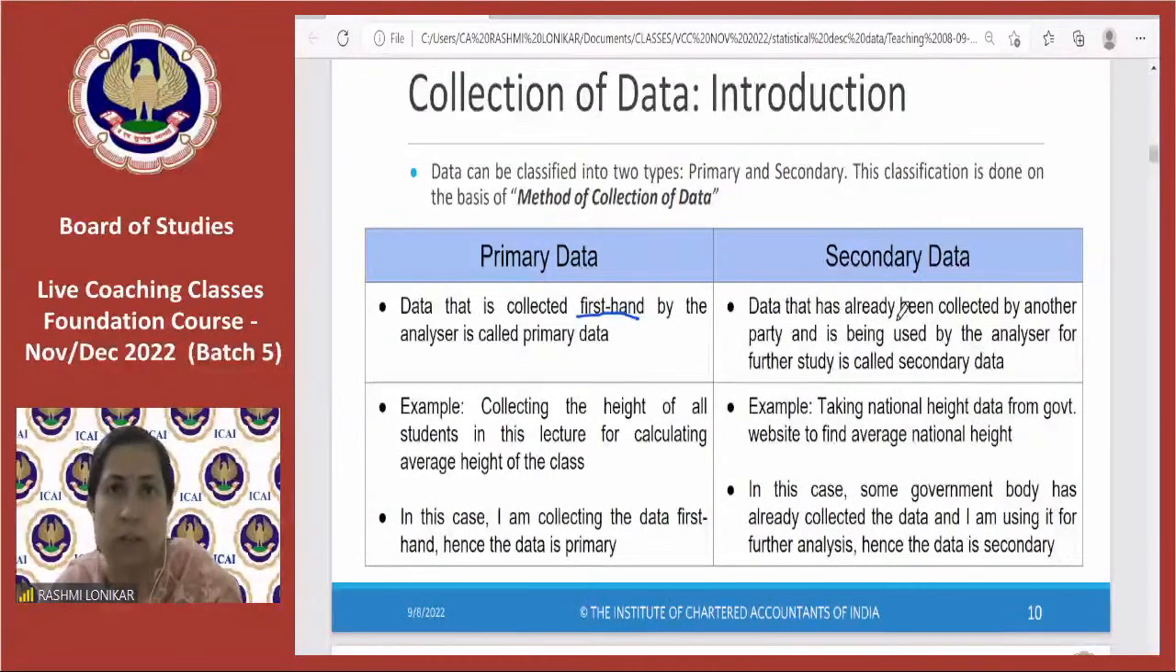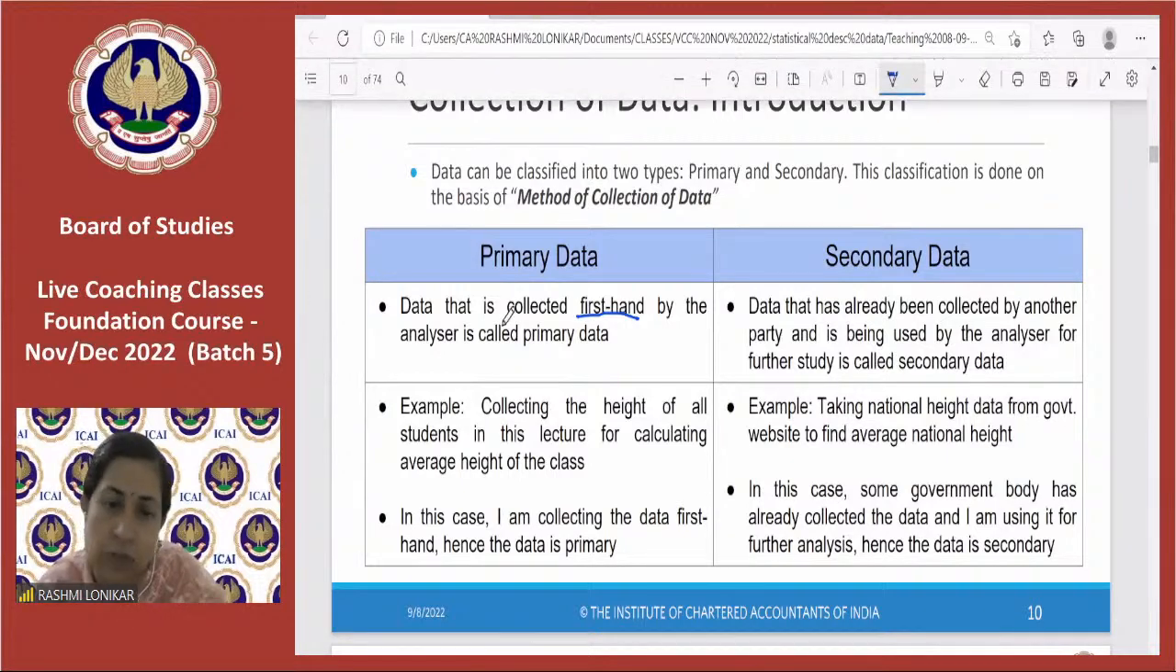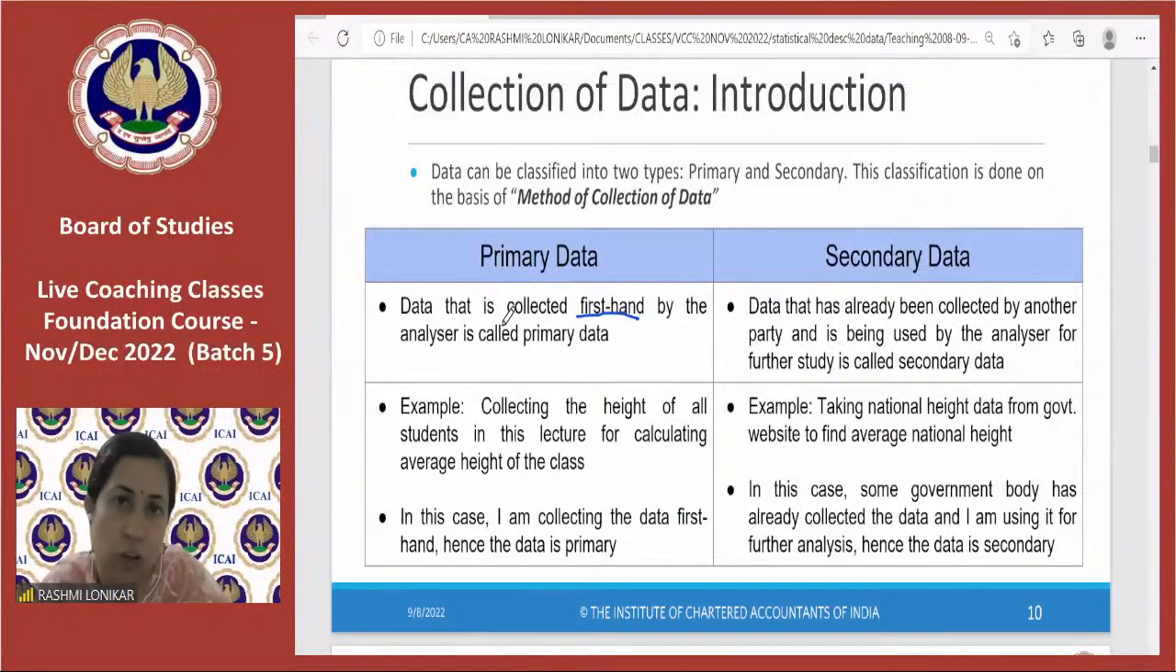Suppose there is a trust that would like to work for the betterment of children. I will be able to identify the areas nearest to me, and I would like to go and work over there. That information is called secondary data. So primary data is when the analyzer, the person who is going to analyze, collects the information himself or herself. But secondary data is information that is available and that I am going to use.